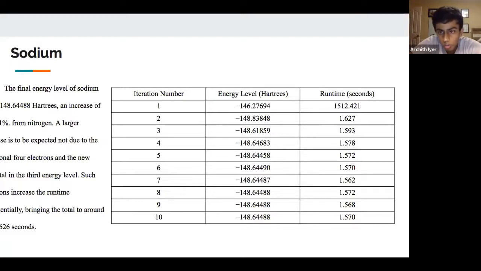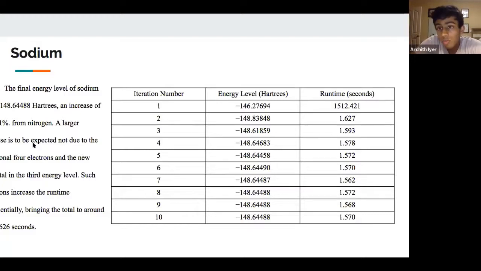Now, sodium is where things get interesting because our value is completely off from what's commonly accepted. Also, the runtime was 1,512 seconds, which is crazy considering that the last ones were in the hundreds, and this one is like 15 times everything else. Now, it is a jump on the periodic table from nitrogen, but that's not the main reason. The main reason is as you add atomic orbitals, the amount of data processing you need to do becomes more and more complicated, because going back to the previous slide, remember where we're solving for one electron in the field of another?